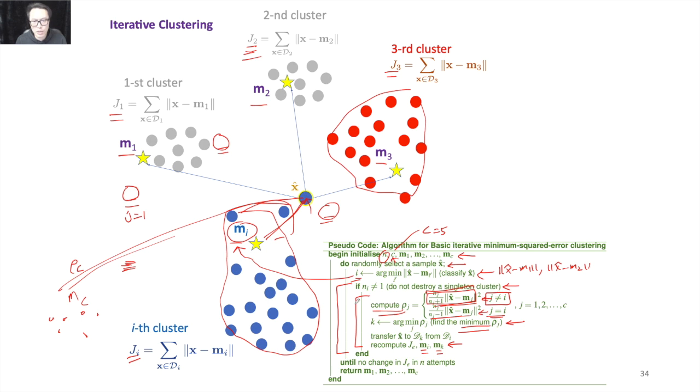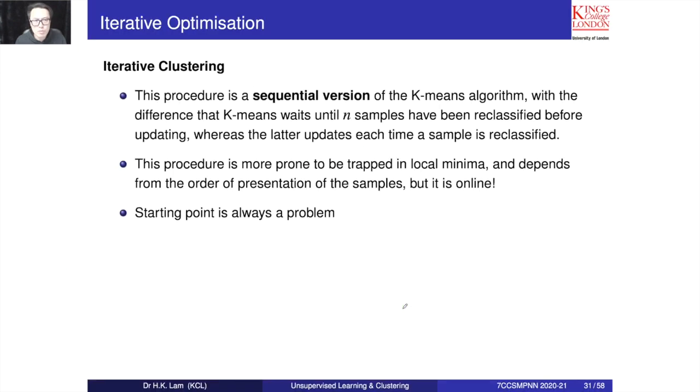Okay, so anyway, after that we repeat this process. If there is no change in Je in n attempts, then we are going to stop. Otherwise, we go back to the top, pick other samples, try to move them to a different cluster, and examine the rho values to determine which cluster this sample is going to be moved to. Okay, so this is the iterative clustering method using iterative optimization.